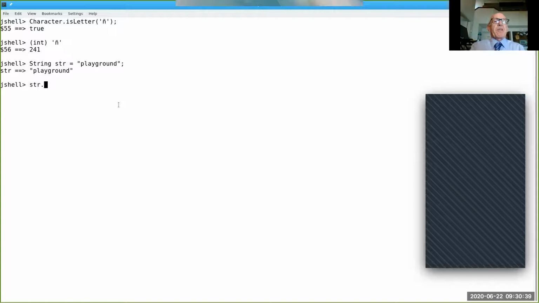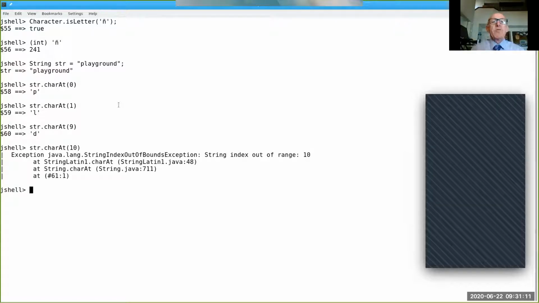So if I say string.charAt(0), a method that belongs to the String class, it will give me the letter P. string.charAt(1) gives me the letter L. string.charAt(9) gives me the D. There are 10 characters in the word playground, numbered 0 through 9. If I try to get the character at position 10, boom, I get the StringIndexOutOfBoundsException, because there is no index number 10 in that string.